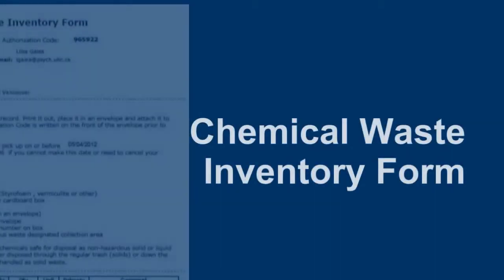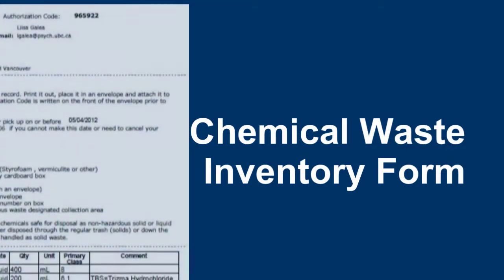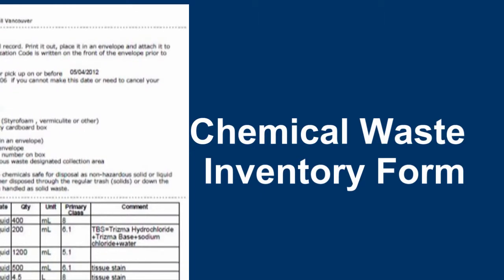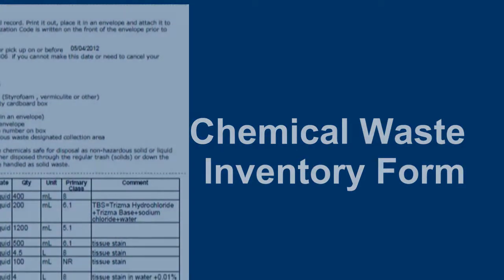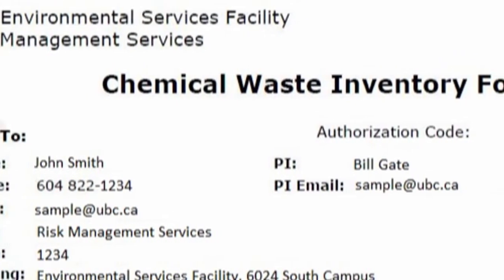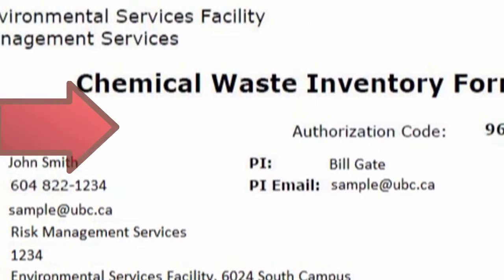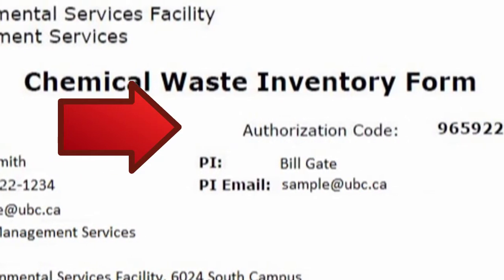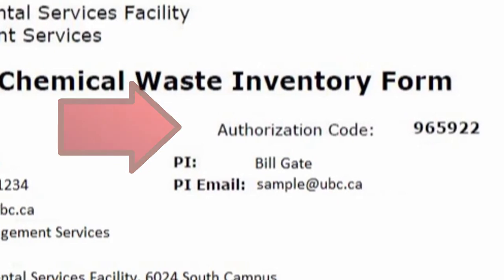Once we have approved your chemical waste disposal request, we will send a chemical waste inventory form by email. You will need to print this form out in order to complete your packaging process. This form has 3 sections. You will find your personal and lab information on the first part of the form. You will also find the authorization code of your disposal request. Keep this code handy as you will need it later.